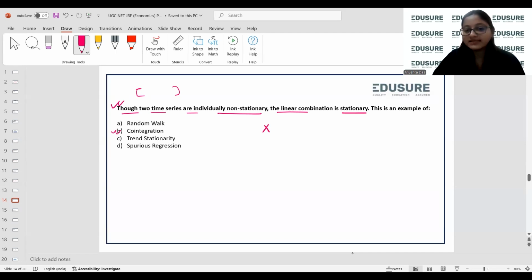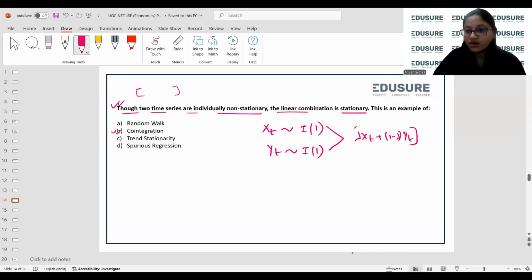Co-integration. Suppose you have two processes. Xt is a non-stationary time series process, so basically a unit root is present. This is I(1), non-stationary, and Yt is another process which also has a unit root. I(1) means non-stationary. Now, if you take a linear combination of these two, suppose lambda Xt plus (1 minus lambda) Yt.